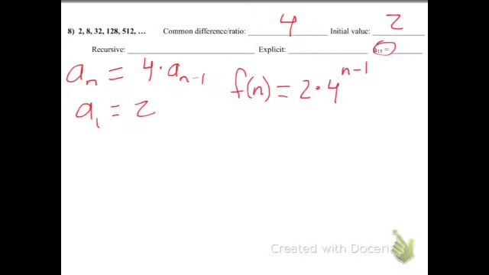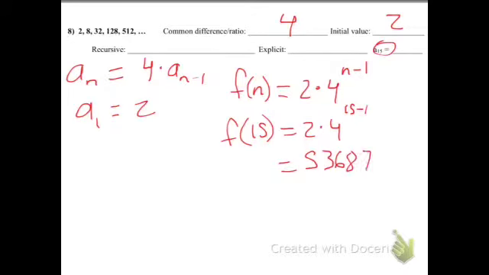To get the a sub 15, you plug in 15 into your function. 2 times 4 to the 15 minus 1 power. So that's 4 raised to the 14th power, which is a very large number. And you have to times it by 2. You get a really, really big number that looks like this: 536870912. Oh, it's only about half a billion.